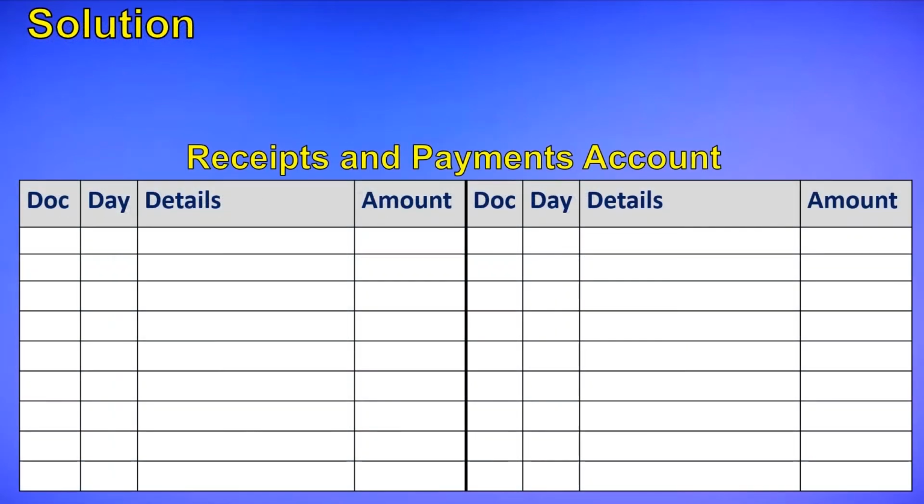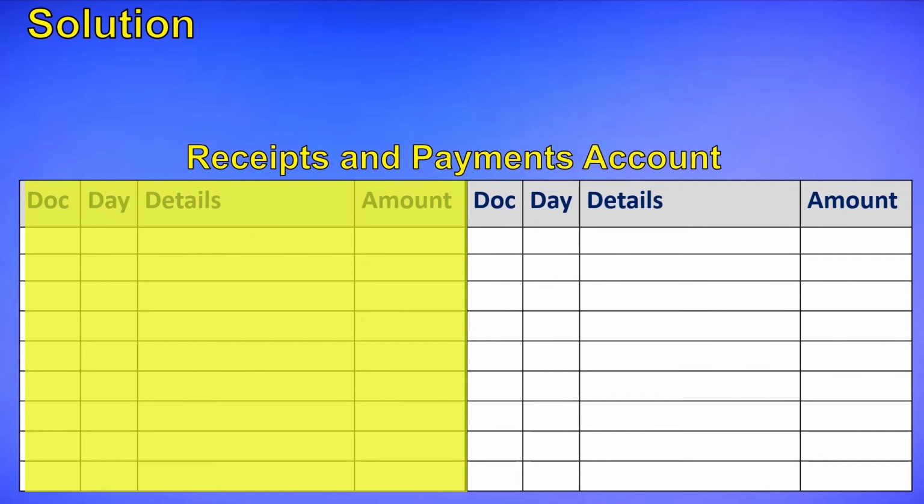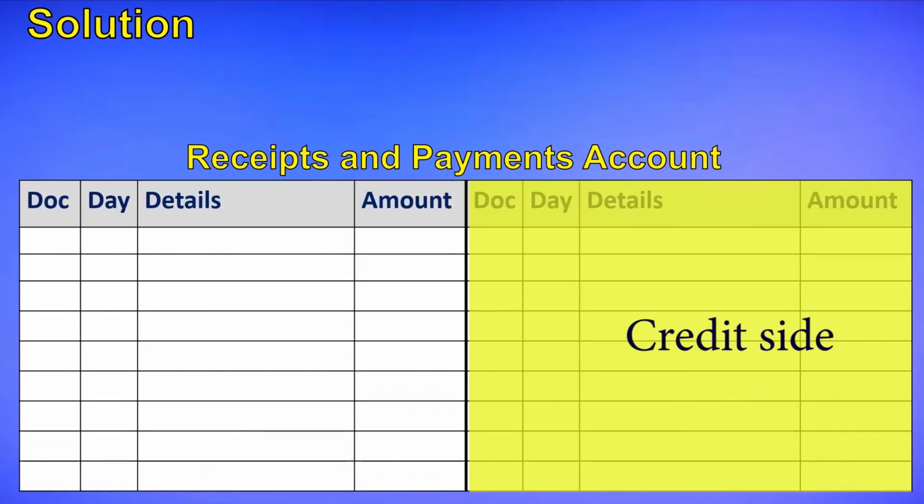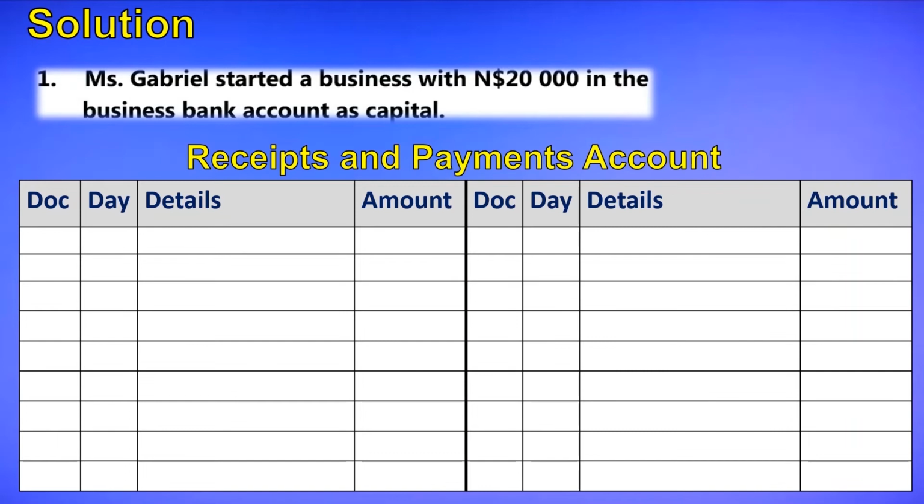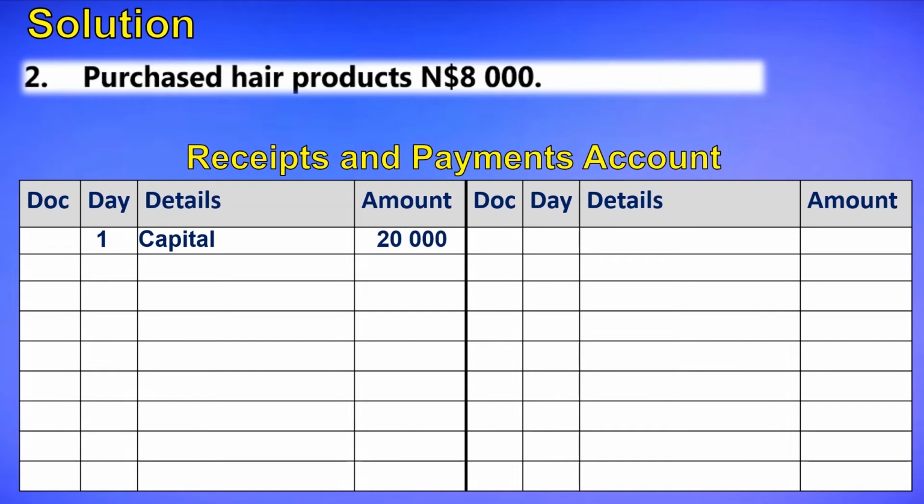I'll now give you the solution of the receipts and payments account of Kelionge Hair Salon for April 2019. We have the receipts, the debit side, and we have the payments, that is the credit side. On the 1st of April, Miss Gabriel started her business with a capital of 20,000. That's why you see on the date, the 1st of April, the details is capital and the amount is 20,000. On the payment side, on the 2nd of April, the business purchased goods, and that is purchases 8,000.